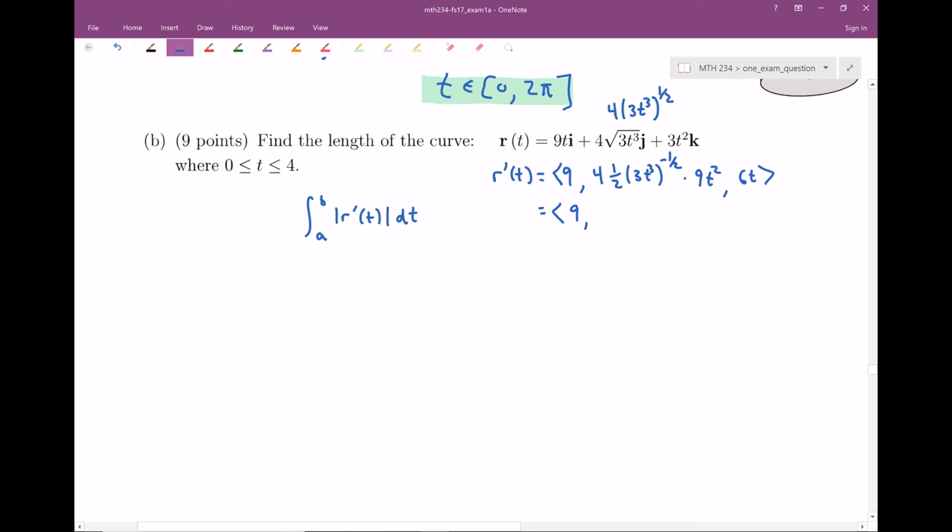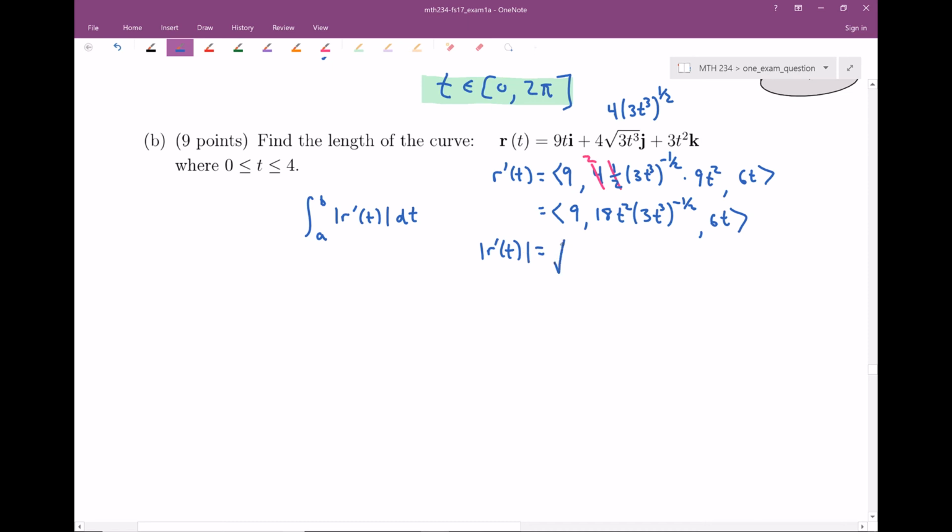All right, let's take one line to simplify that second component a little bit. So I have this 4 and the 1/2. That's going to make 2. Let me combine that with the 9t squared. So that's 2 times 9, which is 18t squared. And then I'm going to leave this as 3t cubed raised to the negative 1/2. Okay, and then 6t. All right, so there is the derivative. But remember, I need to integrate the magnitude of the derivative. So let's go ahead and take the magnitude of this derivative here.